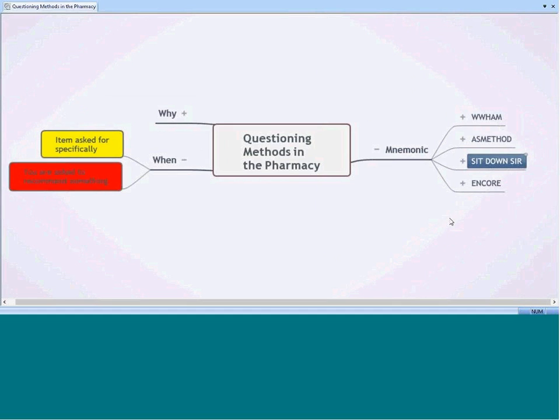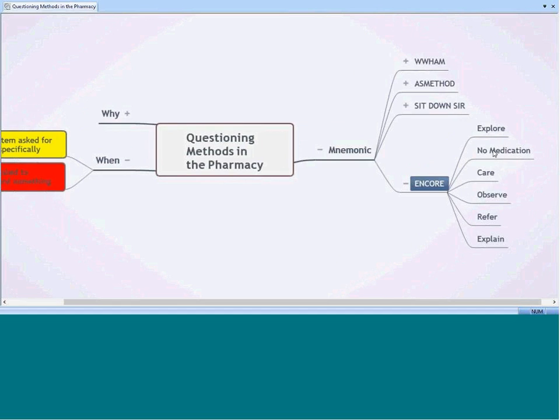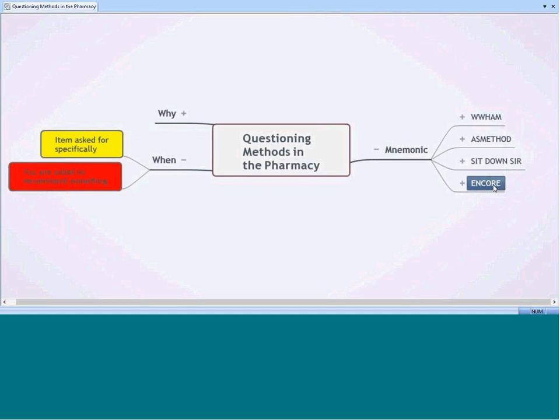The last one again is called Encore. Again, similar sort of thing to explore the symptoms, make sure they've got no medication, what care they received, what can you see going on, and if they've been referred, and to explain the condition. So again, something generally not recommended for use in the pharmacy, but it's just worth bearing that in mind.